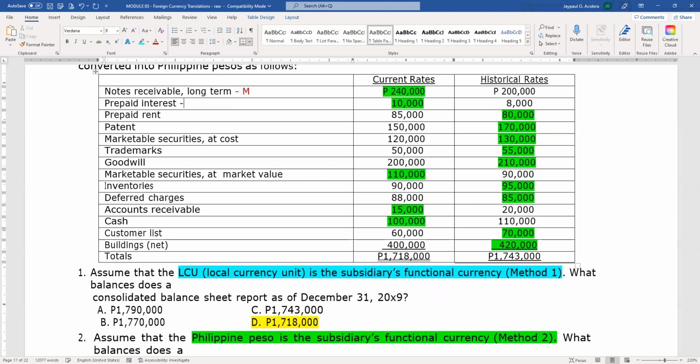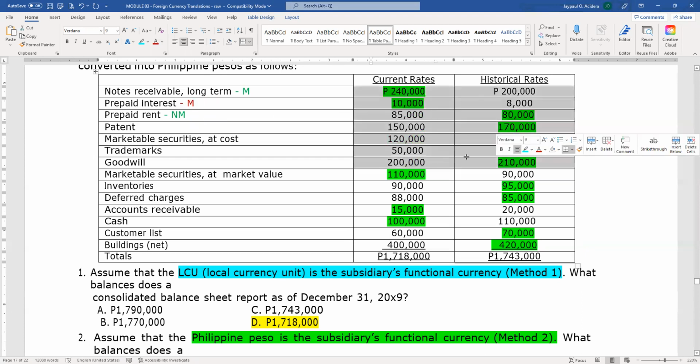Prepaid interest. So sabi ko sa inyo, di ba, this is the exception. Okay, prepaid items are generally non-monetary. Again, prepaid items are generally non-monetary. Ito mga to, prepaid rent, prepaid advertisement, or whatever prepaid it is, they are normally or generally non-monetary. This is the exception, itong prepaid interest. Okay, ang prepaid interest, that is monetary. Okay?